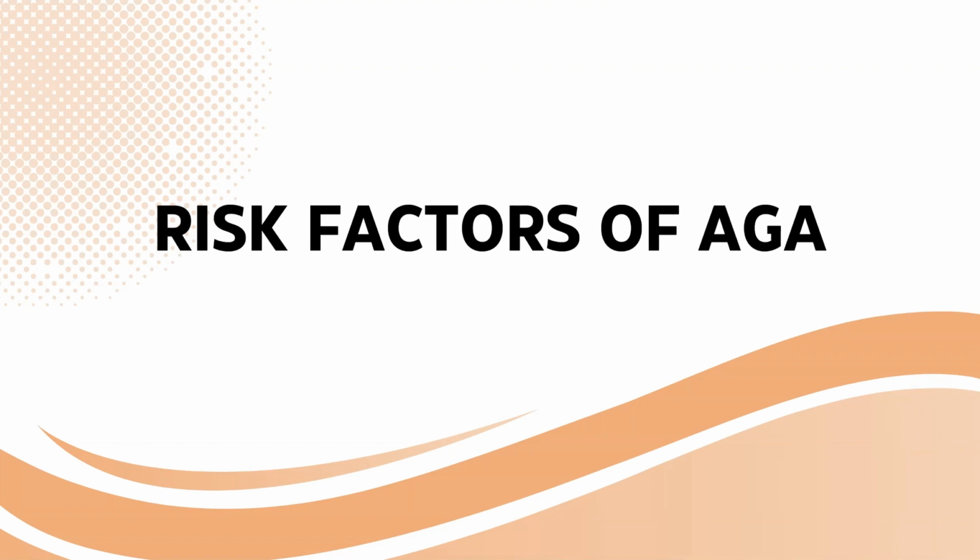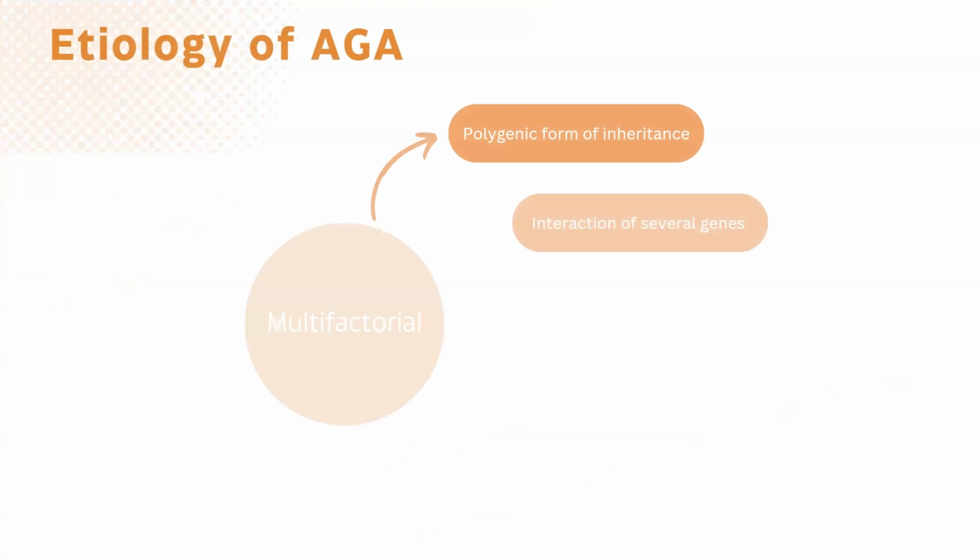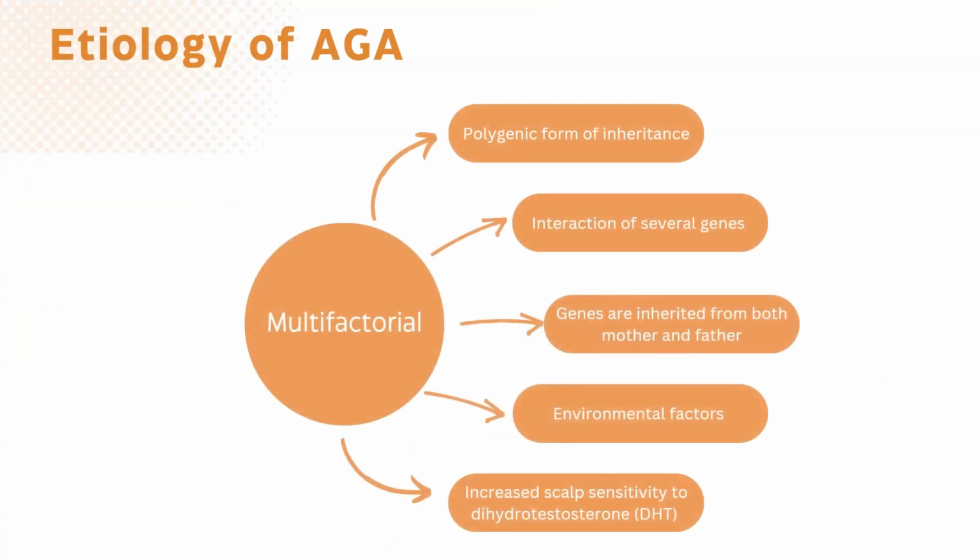So who is more susceptible to get AGA? There are two main causes for AGA. The people who are most commonly susceptible are those who have a family history of pattern hair loss. The two main causes are, number one, genetic, and there are certain gene loci involved with pattern hair loss. As for the inheritance, there is a lot of talk about it, but the most believed one is that it's a polygenic form of inheritance.